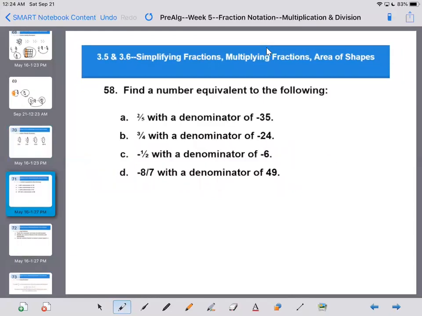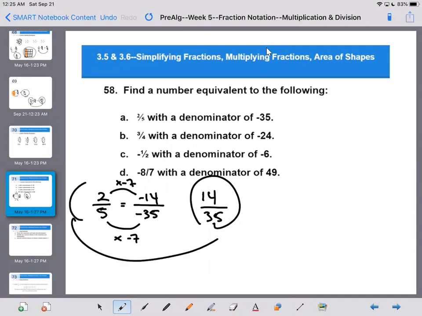Also looking at equivalent fractions. Well, if I have 2/5 and there's a denominator of -35, then think about what's the equivalent fraction. Well, 5 multiplied by -7 would get me -35. So what's 2 multiplied by -7 would be -14. So -14 divided by -35 is equivalent to 2/5, and that's what I'm looking for, the -14 divided by -35.